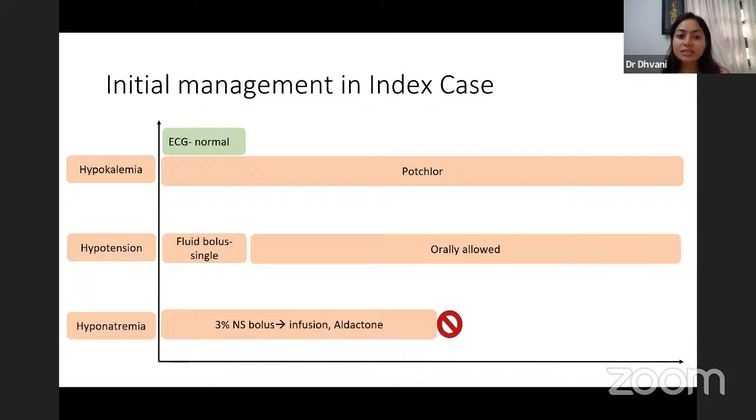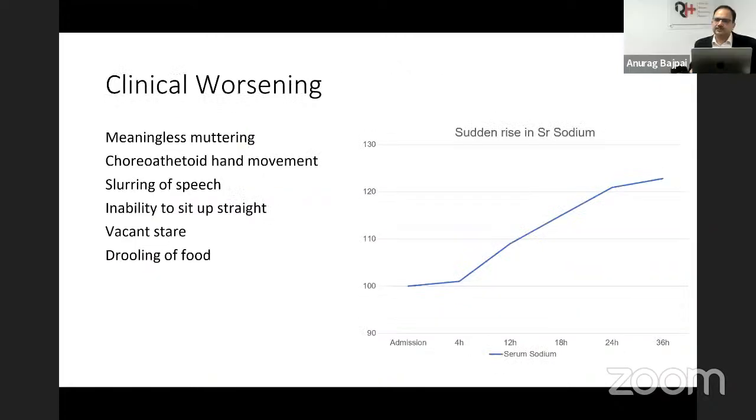It was at 36 hours of hospital stay that finally an endocrine call was given, when 3% saline and aldactone were finally stopped and the patient was started on injection hydrocortisone. So by the time... this is a very good graph. As you see, the serum sodium had risen from 100 to a very rapid rise of 122 at 36 hours of hospital stay.